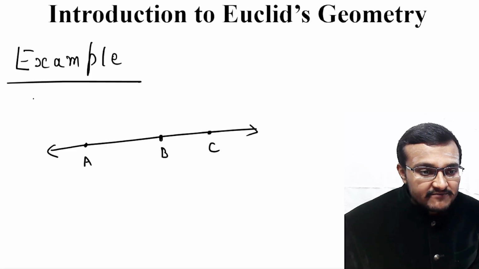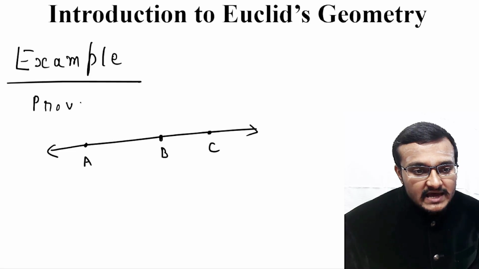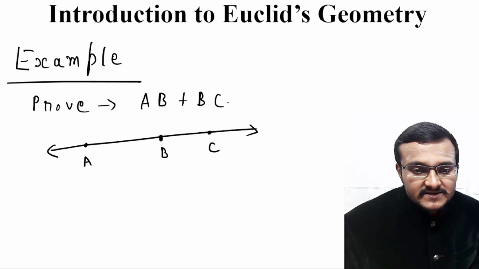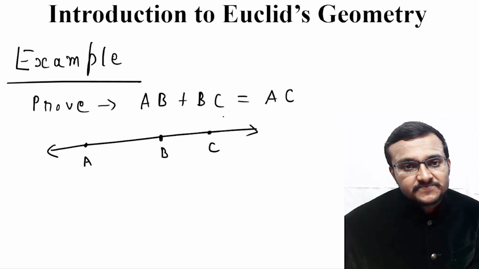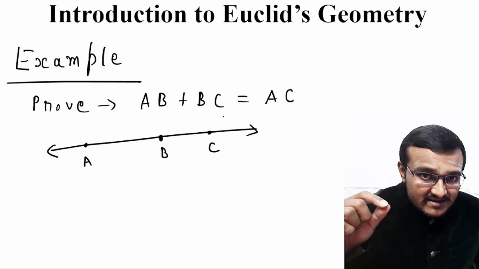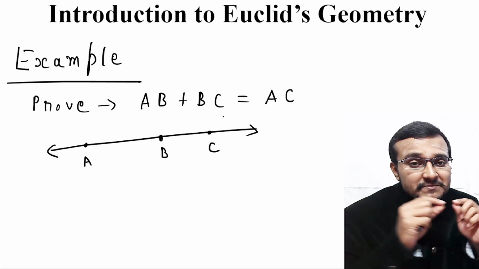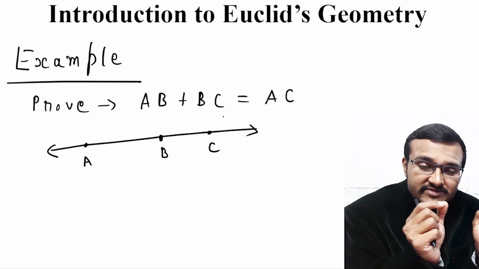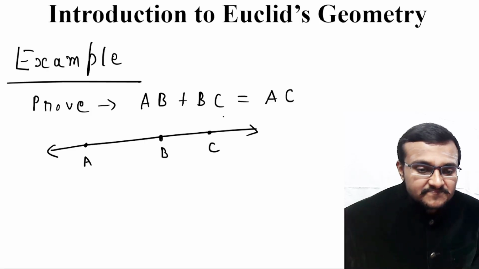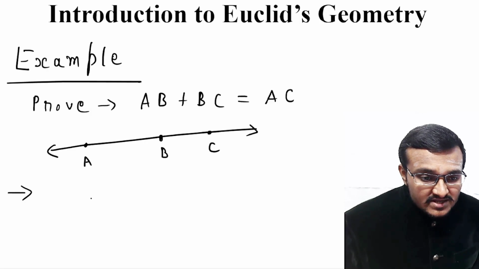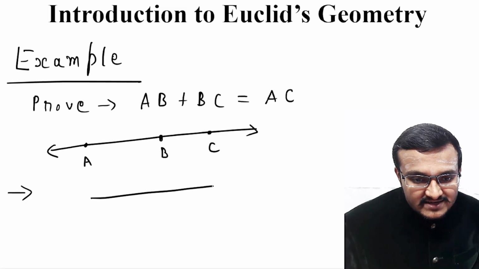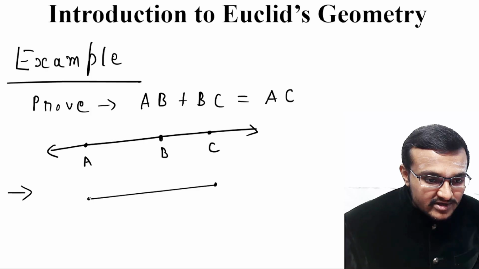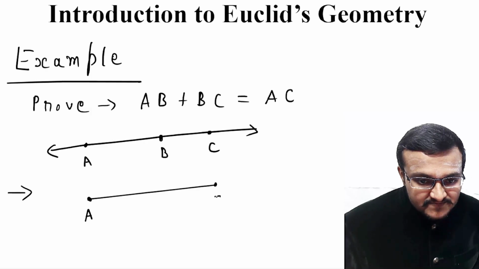So here we have to prove AB plus BC is equal to AC. And remember, this is one single line, and on this one single line, points A, B, C are there, where A and C are the external points, and B is in between A and C. Now in this figure, this particular straight line is AC. Whatever straight line I am drawing here is AC.